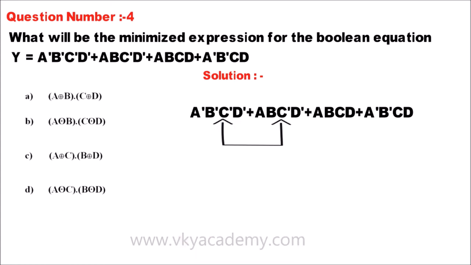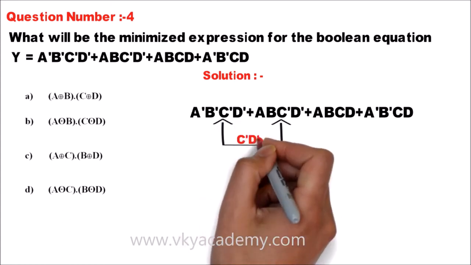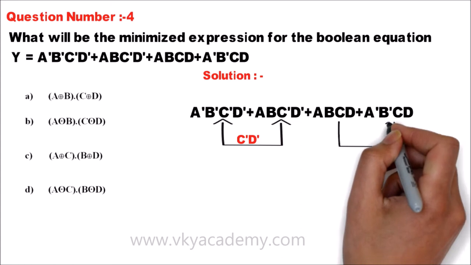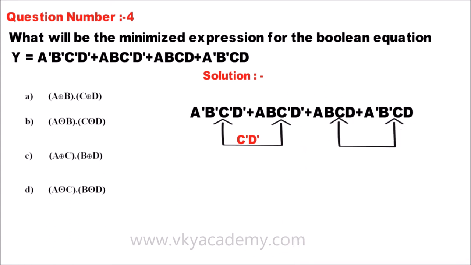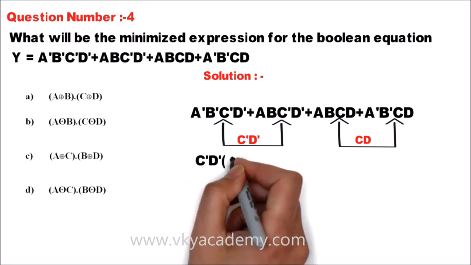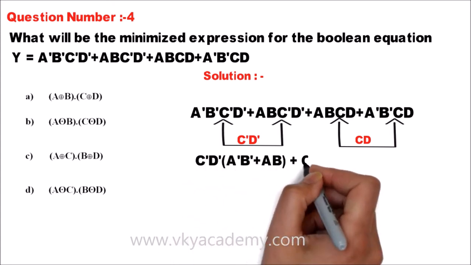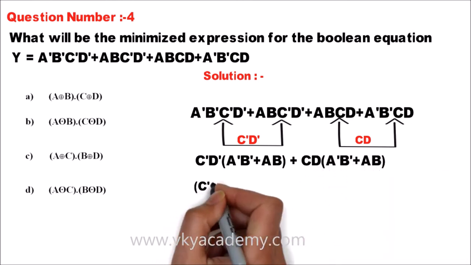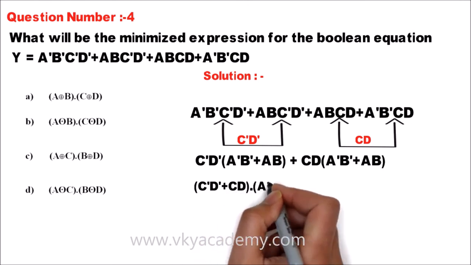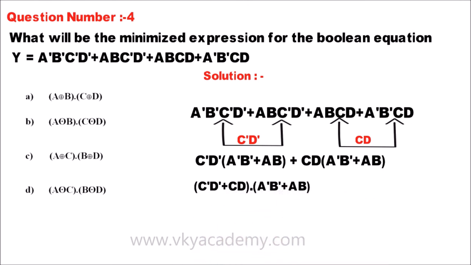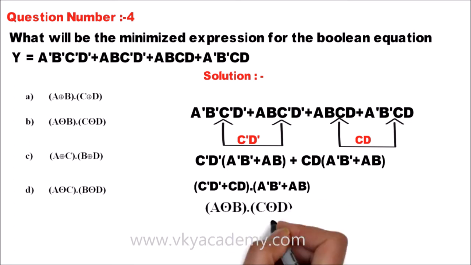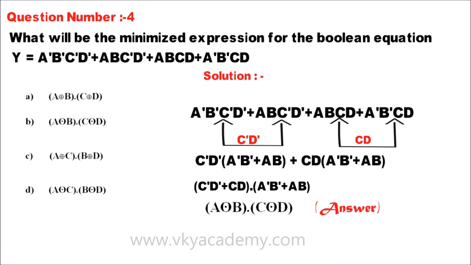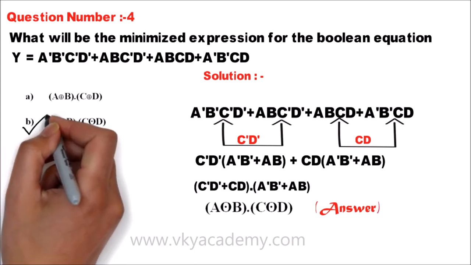Now you can take c bar d bar common from the first and second term, and cd common from the third and fourth term. The next statement will be c bar d bar (a bar b bar plus ab) plus cd (a bar b bar plus ab). Now it will be (c bar d bar plus cd) dot (a bar b bar plus ab), which is a XNOR b dot c XNOR d. So the answer is option B.